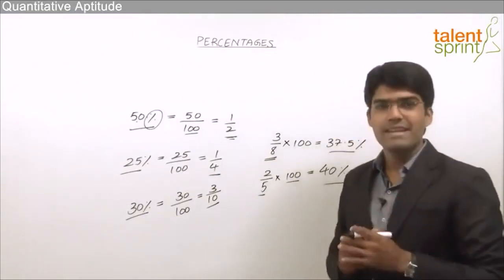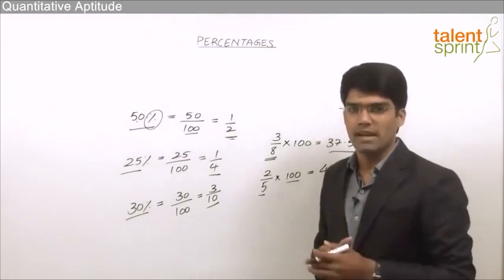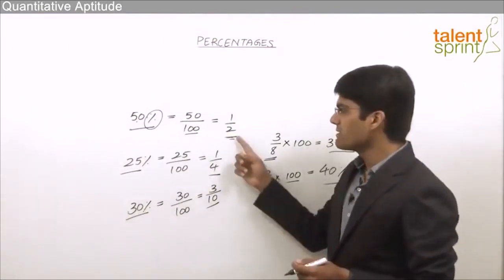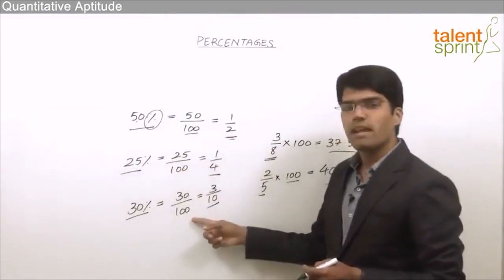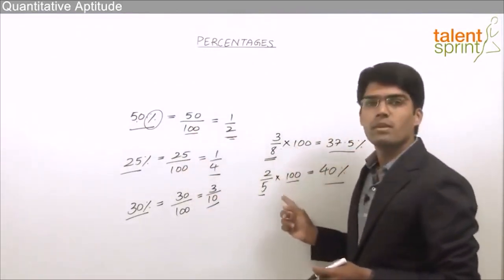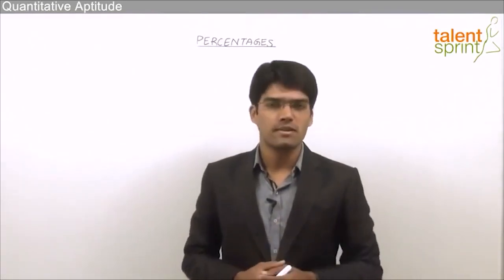So from this we can very clearly understand that there is a definite relationship between a percentage and a fraction. A given percentage can be expressed in terms of fraction by dividing by 100, and a fraction can be expressed in terms of percentage by multiplying with 100. Let us now learn how to do calculations related to percentages.